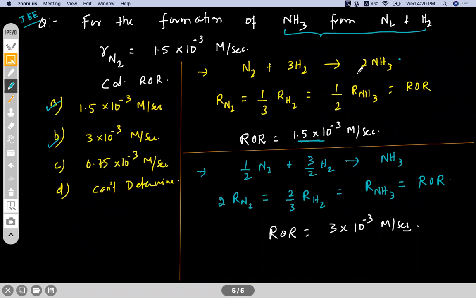So the answer here is can't be determined. For this question, the answer is this is not correct. The answer is this cannot be determined. Why? Because the reaction is not given in the question. It is the other matter that you know the reaction. Once you write the reaction like this, you have assumed the stoichiometric coefficient, which you cannot do.